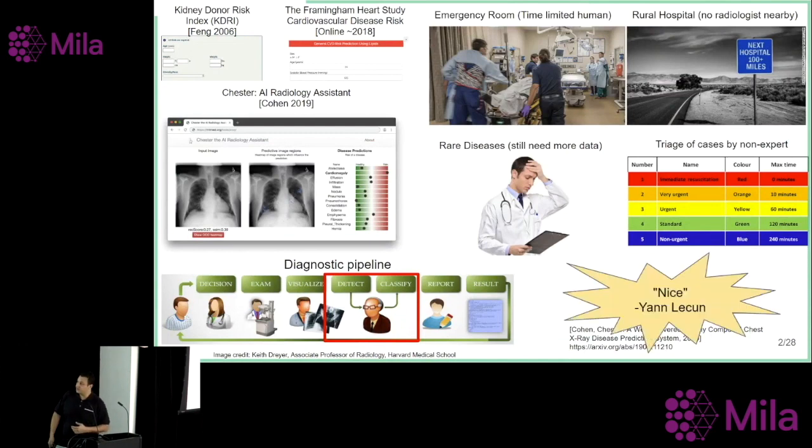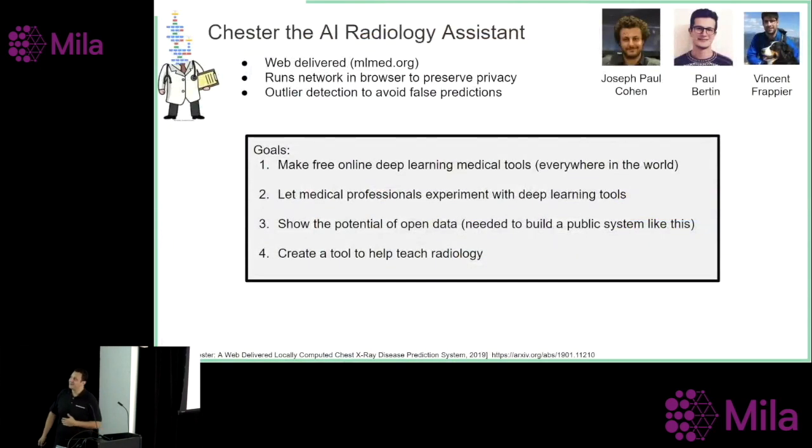Great. So this project has been called NICE by Yann LeCun. So this project is called Chester. It's a funny name because it's a chest and then it's a person. So this is a web delivered tool, right? So all the code is delivered via the web browser, right? So everything is flat files on a server, which makes scaling this almost zero cost, right? Because it's just flat files that can be cached, right? And then all the computation happens in the browser, right? So no data gets sent, right?